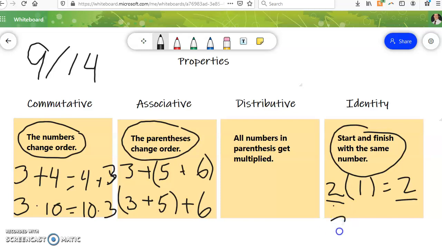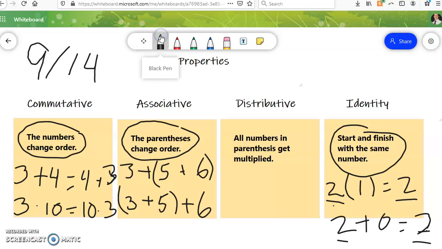Or the other way is if you see it like this, 2 plus 0 also equals 2. So again, that's the identity property because we're starting and finishing with the same number and we're doing something to it. And so adding 0 or multiplying by 1 is the identity property. Okay, so those three are the easiest ones to recognize.